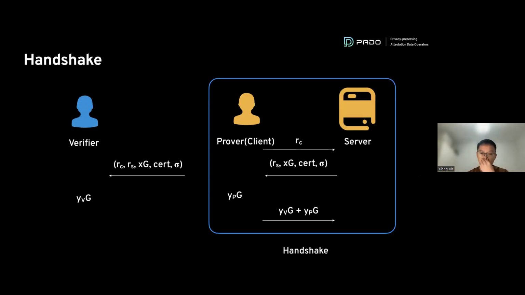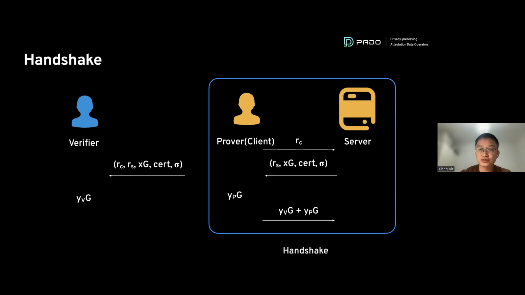So in the handshake, it's actually a two-party handshake. As I said before, the prover and the verifier will run a two-PC protocol to share the session key. In this case, I think the DECO paper called it a 3PC handshake protocol.